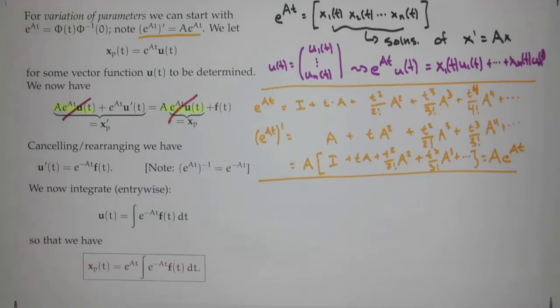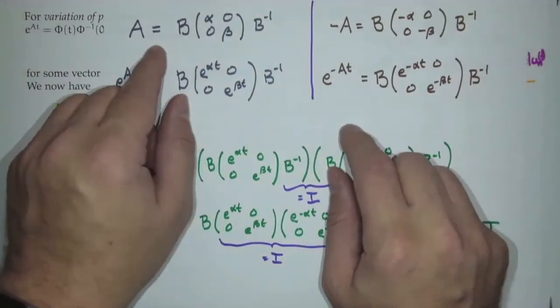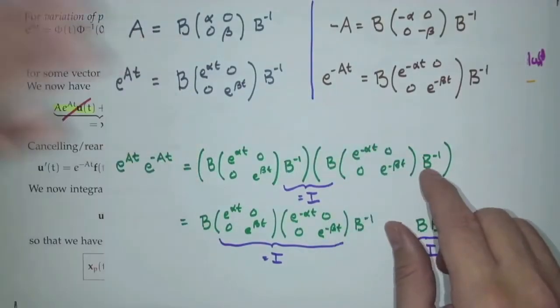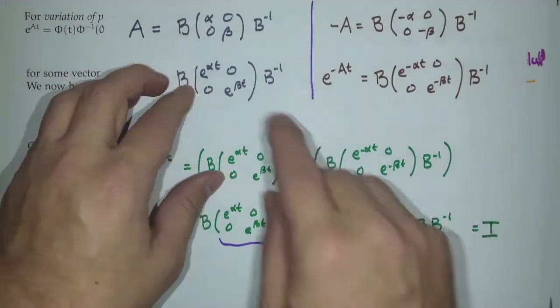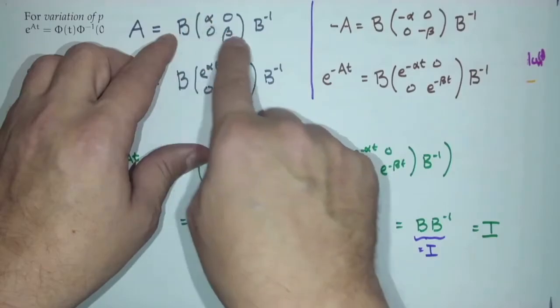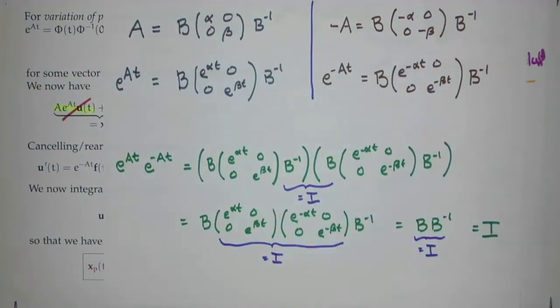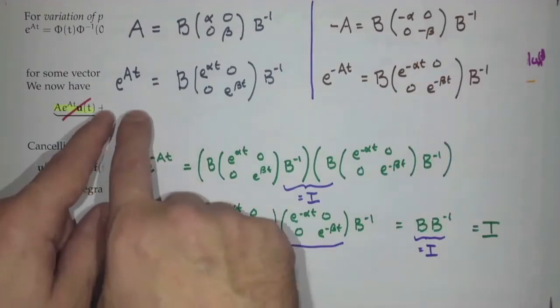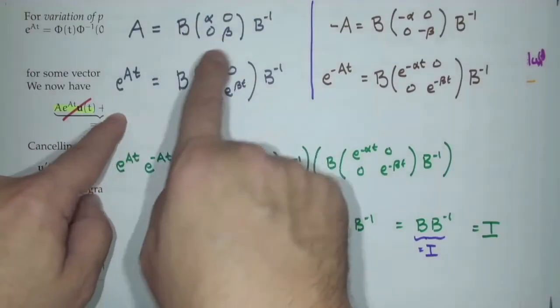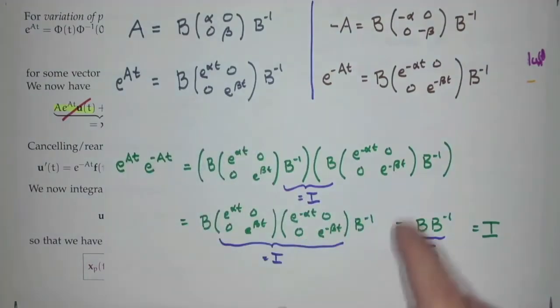Well, here's an example. So remember, we can write A for most matrices, not everything, but for most, as B times a diagonal matrix with the eigenvalues, times B inverse, where B comes from the eigenvectors. So minus A would be very similar. You just put minuses on the diagonal. So when you take e to the at, you do the exponential e to the alpha t, e to the beta t on the diagonal. Here it'd be e to the minus alpha t, e to the minus beta t.